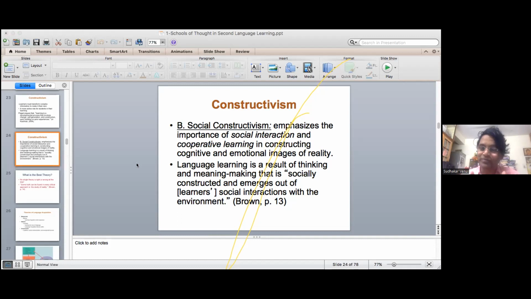Now you see there are two diverse philosophical positions in language learning. One position argues that the mind is primary in constructing reality, and social aspects are secondary. Whereas social constructivism argues that social interaction, society, values, and other aspects are more important than the mind. Mind is secondary. Friends, here, language learning is a result of thinking and meaning making that is socially constructed and emerges out of social interaction with the environment. This is what most social constructivists talk about.